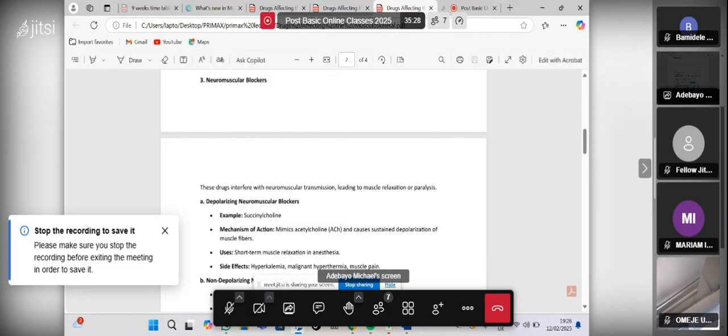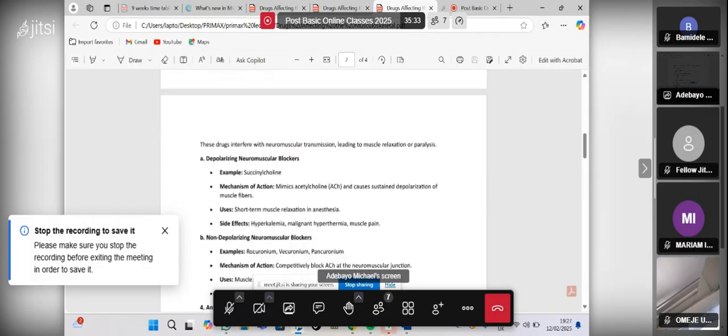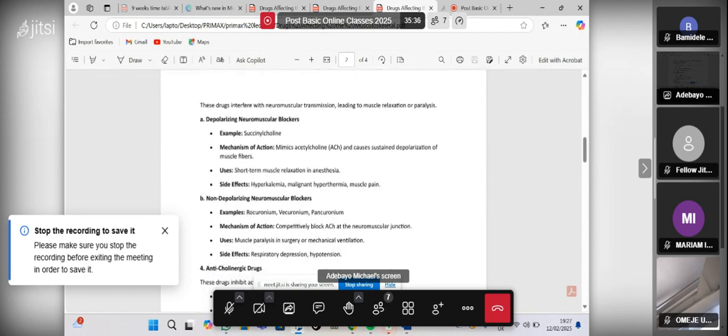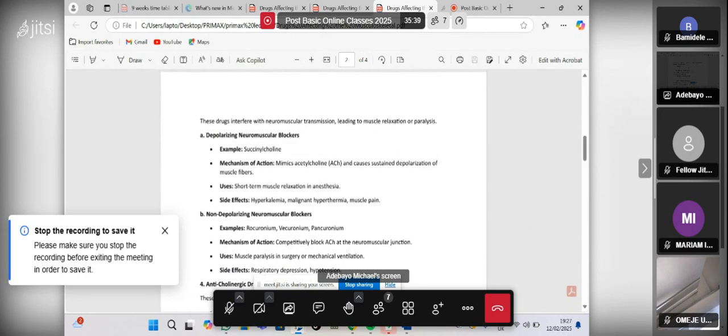So succinylcholine, although neuromuscular blockers are classified into two. We have the depolarizing and the non-depolarizing ones. An example of a depolarizing neuromuscular blocker is succinylcholine. It is a short acting drug, and its mode of action is that it mimics acetylcholine and causes sustained depolarization of muscle fiber. It is mostly used during anesthesia to relax the muscle so that they can intubate the patient.